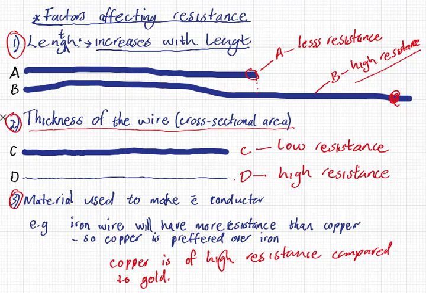Then number 2, thickness. Yes, you want to choose the thicker one, which has low resistance, but it depends on a lot of things. The material used, yes, we choose copper because it has less resistance. We don't want iron. But gold has less resistance than copper. But how many people would use gold really?